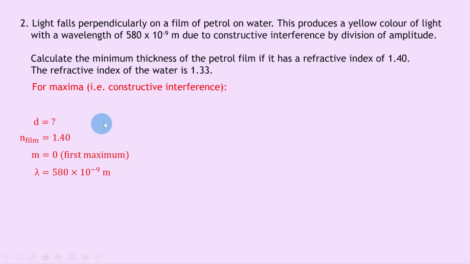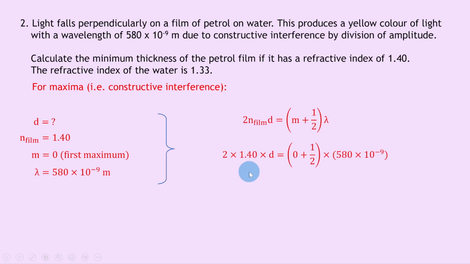So writing down our equation for maxima for thin films, we have 2n film D is equal to m plus a half lambda. Substituting in the numbers gives 2 times 1.40 times D is equal to 0 plus a half times 580 times 10 to the minus 9. And if you do the right hand side first and then divide by 2 times 1.4, so that would be dividing by 2.8, then you should get a value for D of 1.04 times 10 to the minus 7 meters.